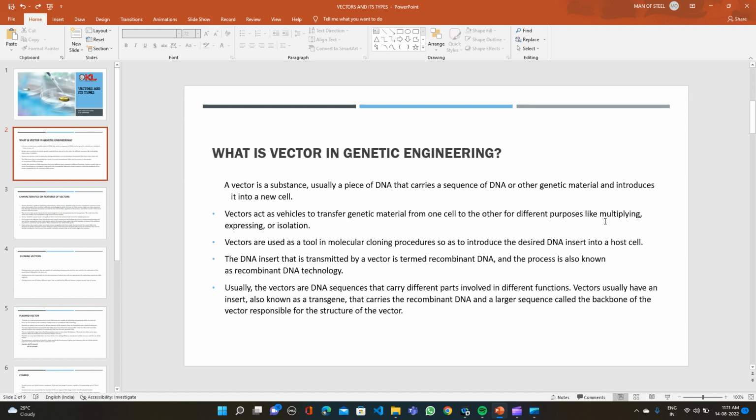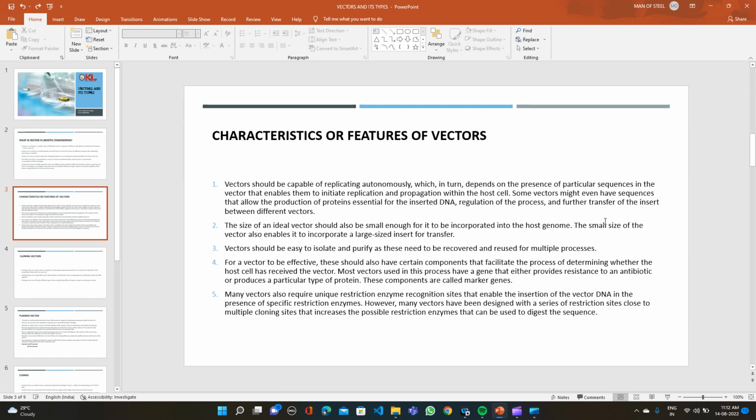Usually, vectors are DNA sequences that carry different parts which are involved in different functions. Vectors usually have an insert, also known as a transgene, that carries the recombinant DNA, and a large sequence called the backbone, responsible for the structure of the vector. So that was the vector and the features or characteristics of vectors.